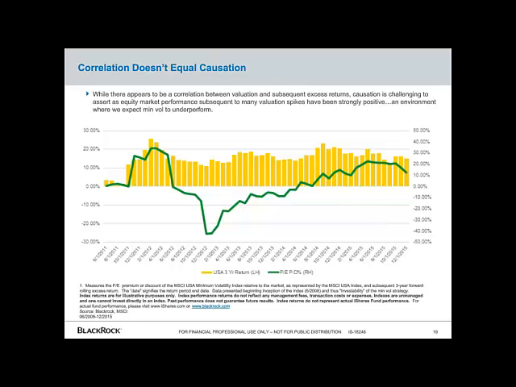So let's take a look at the truth behind the assertion that there's a relationship between valuations and future returns. And then let's take a look at whether valuations have any impact on the ability for min-vol to reduce risk in a portfolio. So first, I would agree that there is a historical correlation between the current PE of min-vol and subsequent future returns of that strategy. However, correlation is not causation.